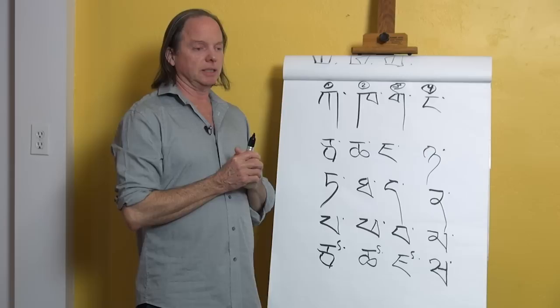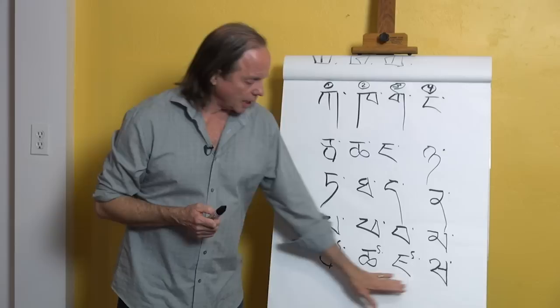All right, we finished 20 of the Tibetan consonants, and we have 10 more to go in the last 2.5 rows. We'll be doing that in the next exciting installment of the Tibetan Alphabet.